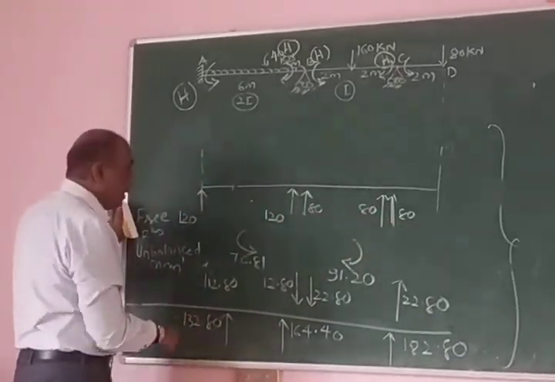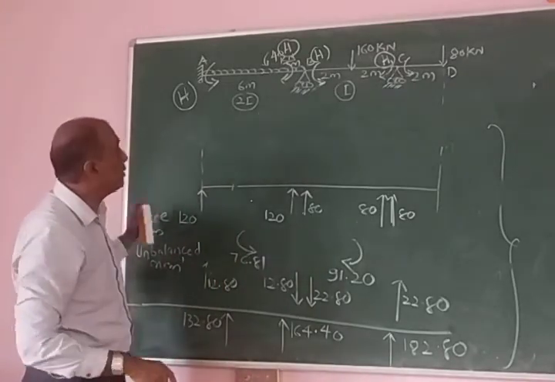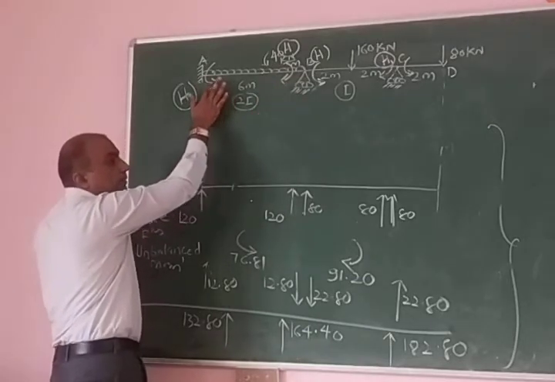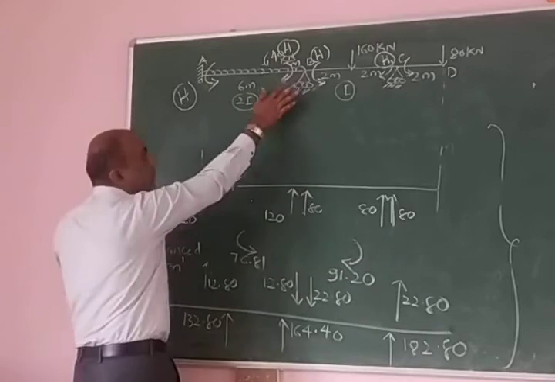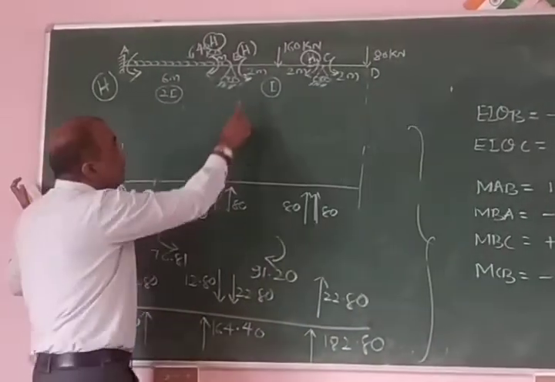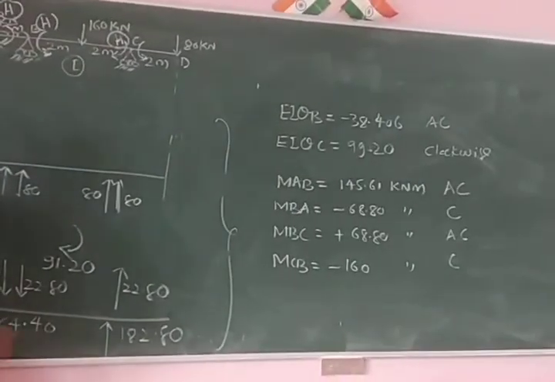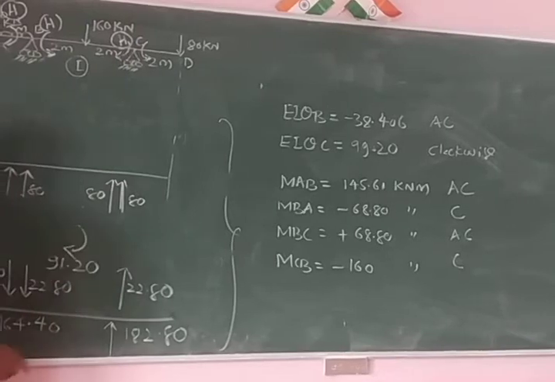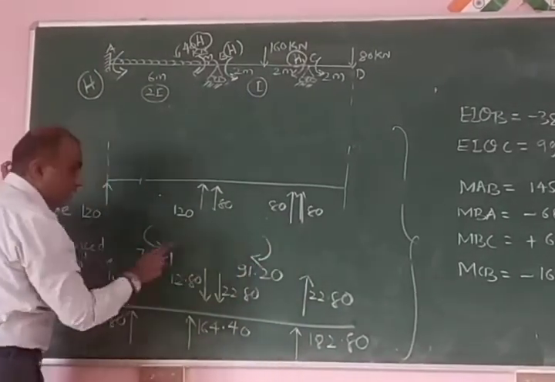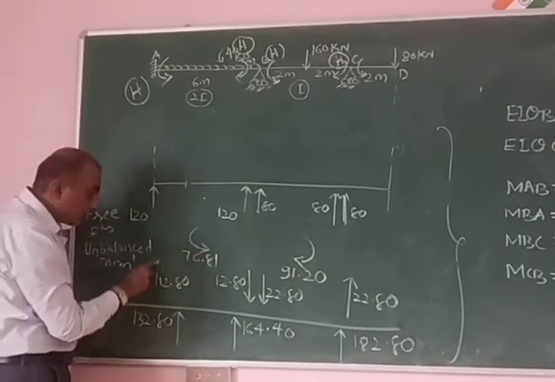Then unbalanced moment 76.81, and 68.8. The difference of these two moments, you can see MBC is 68.8 and MCC is 160. 160 is bigger. So 160 minus 68.8 becomes 91.2. So these are unbalanced moments. This unbalanced moment is anti-clockwise. So you have to give clockwise.